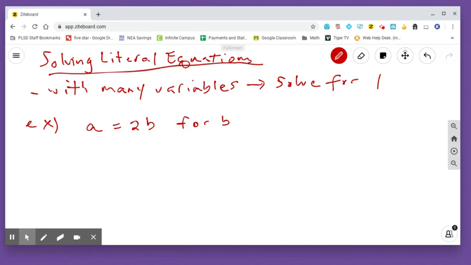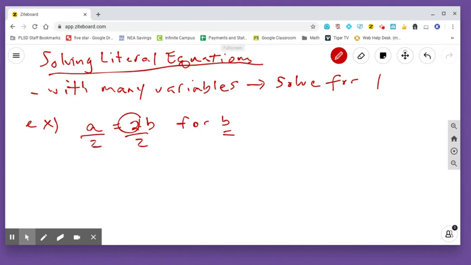Well, regardless of what's there, if you're trying to solve an equation, you still do the exact same thing. You simplify if you can, and then you need to use inverse operations to isolate the variable. In this case, the variable we're trying to isolate is B. So I need to get rid of this 2 right here. Well, this 2 is being multiplied, so in order for me to get rid of it, I divide by 2. If I do it to one side of the equation, I must do it to the other side of the equation.